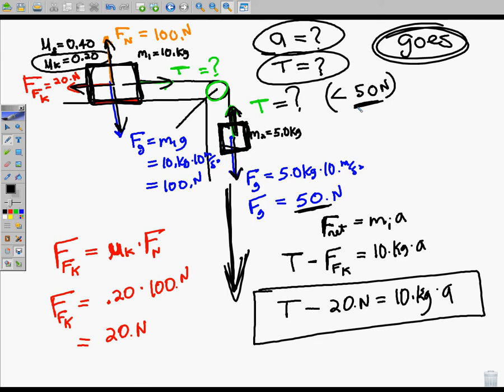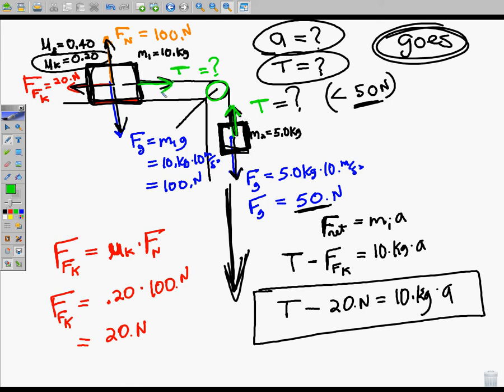We're going to have to look at the other object, this object over here. No, the tension's still there, because it has to pull it down. It's still there.